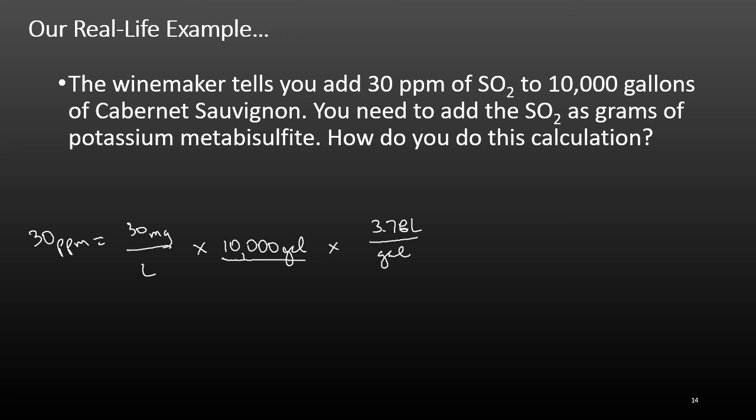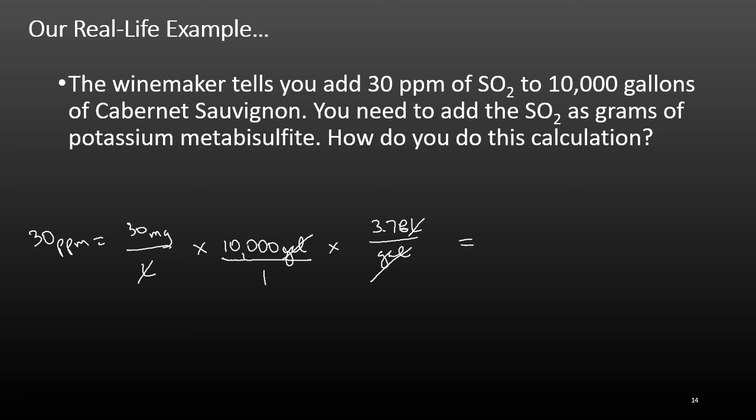And let me write 10,000 gallons as 10,000 over 1. Let's cancel units. Liters in the denominator in the first term cancel liters in the numerator in the third term. Gallons in the second term in the numerator cancel gallons in the denominator in the third term. And we're left with milligrams.